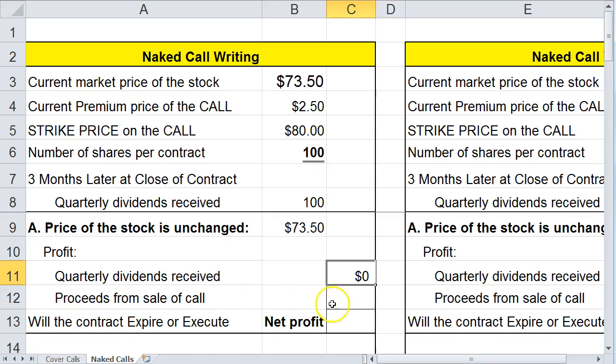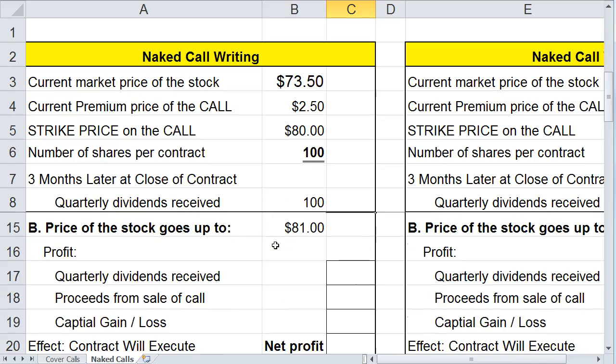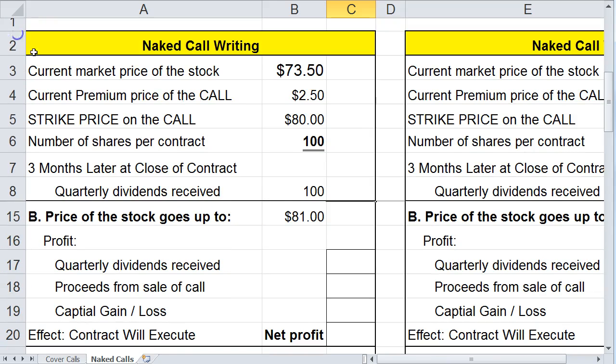Now, proceeds from the sale of the call. So the sale of the call is the premium times the shares. So my net profit here would be $250 if the stock price remains unchanged on a naked call. So let's go to the next example. Now, the next example, the stock price goes to $81. So do I receive dividends? No, because I don't own the stock on a naked call, so there would be no dividends.